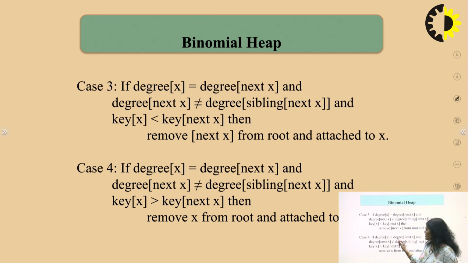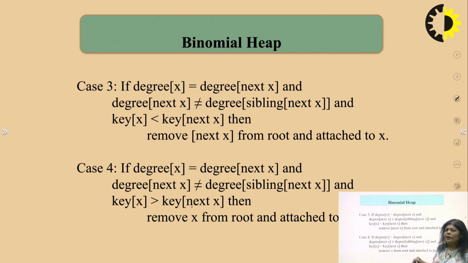Similar is the case 4. If degree of X is equal to degree of next of X, and degree of next of X is not equal to degree of sibling of next X, then we need to perform another check, which is checking over the key values. So we are checking the value of key of X and then key of next X together, and if we find out that the key of X is greater than the next of X key, then in that case we are removing X from the root node and we are attaching it as a left child of the next X. And why we are doing this?